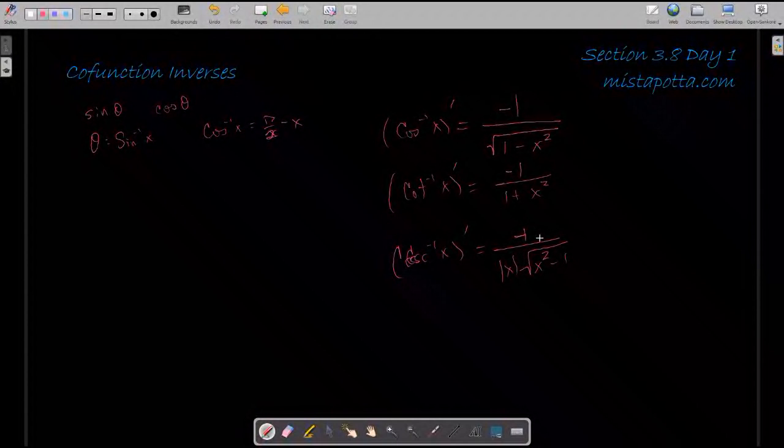And so this allows me to determine the derivatives of the inverse functions of cosine, cotangent, and cosecant. They're just going to be the opposite of our conventional sine inverse, tangent inverse, and secant inverse derivatives, because we've noticed that the graphs of cosine, cotangent, and cosecant are decreasing. So the slopes need to be negative, the derivatives need to be negative, and we compensate for that with a negative here.